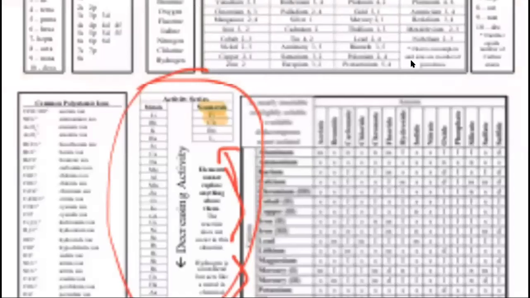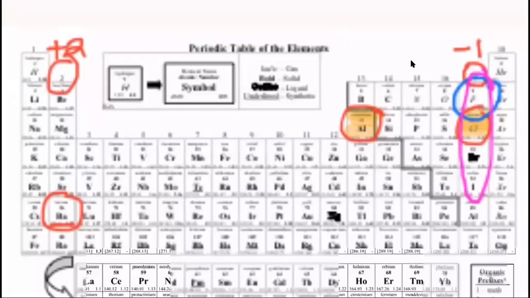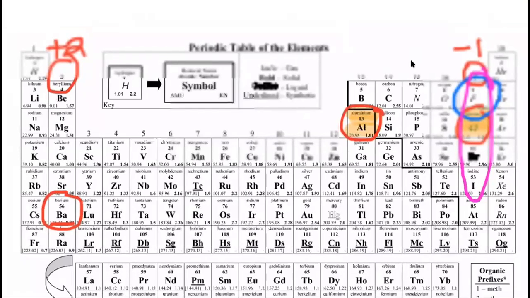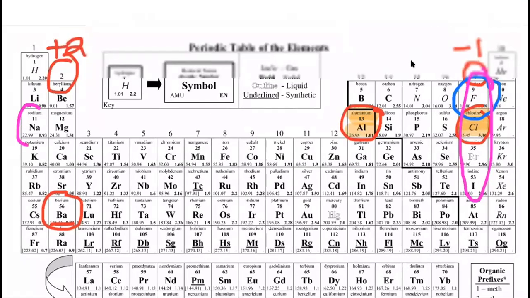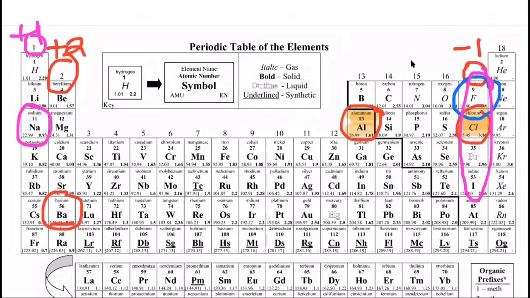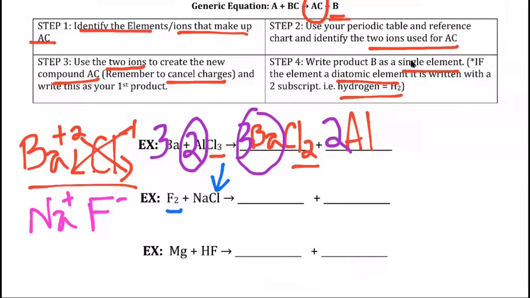So I need to look at what groups they're in. If I come back over here, sodium's here in group 1. Everything in group 1 is +1. So sodium, because it's in group 1, has a +1 charge. Fluorine is over here in the same group as earlier, where everything is -1. So I have a +1 and a -1 on this one. If they're both ones, they cancel out. I don't really need to crisscross anything. That means there are no subscripts needed. So this is just NaF.